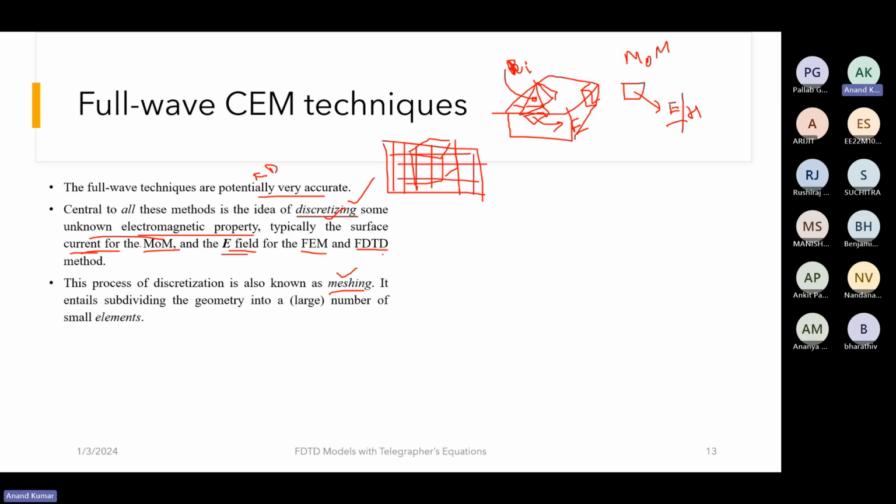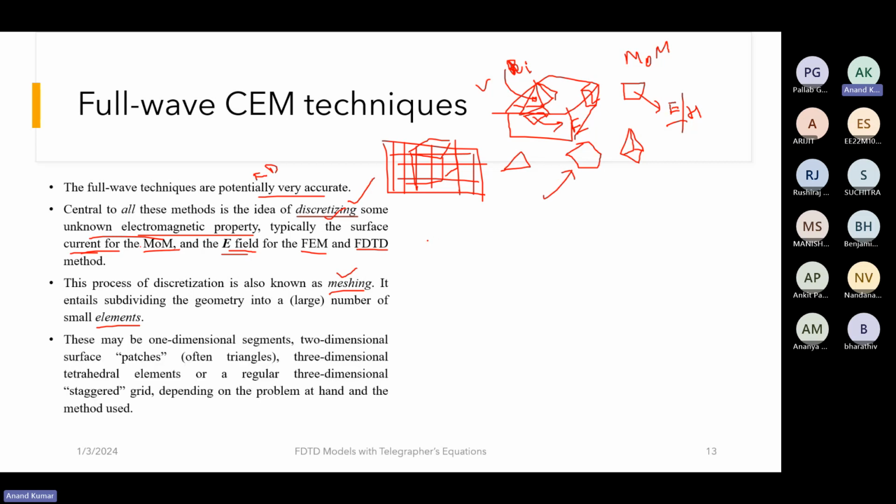And if it is FEM or FDTD, they will be either triangular meshes. Solvers also use hexagon or other shapes. And if you are discretizing the whole volume, then you will have tetrahedral meshes. So we'll look at how the discretization looks in the coming slides. It entails subdividing the geometry into a large number of small elements. So each of these will be referred to as an element.